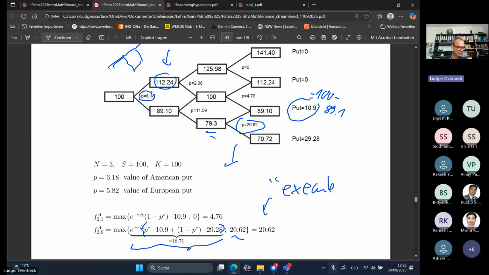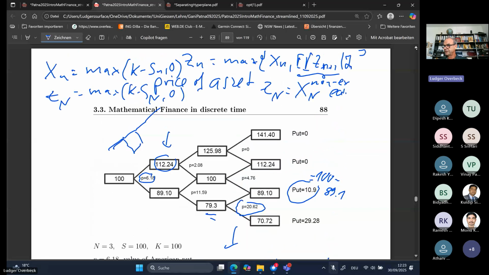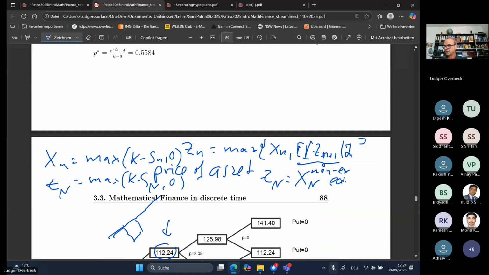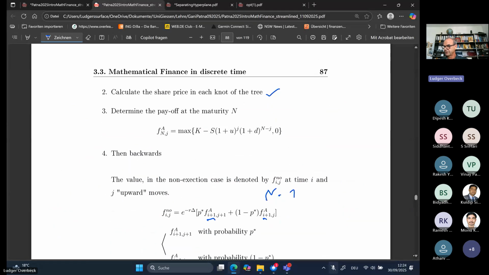Yeah, and you execute first time. Yeah, this means you have to calculate all these values. In each node you have to calculate these values.